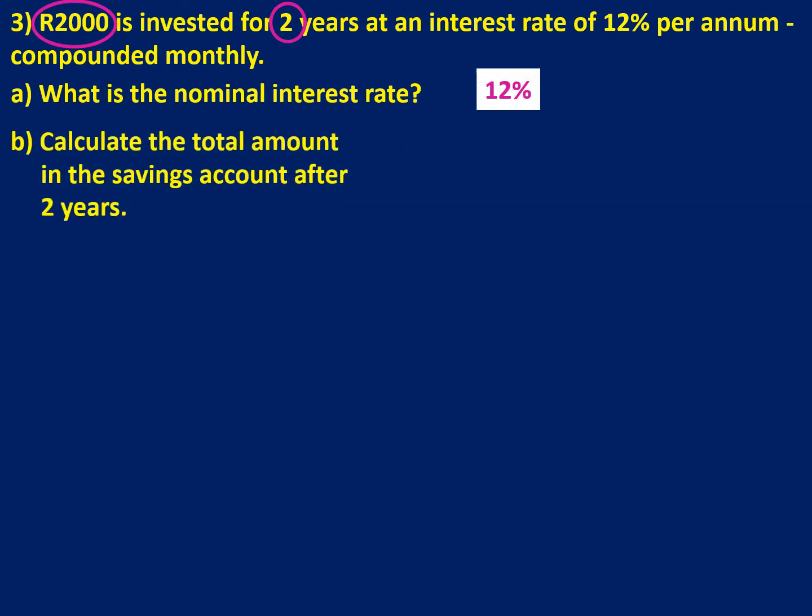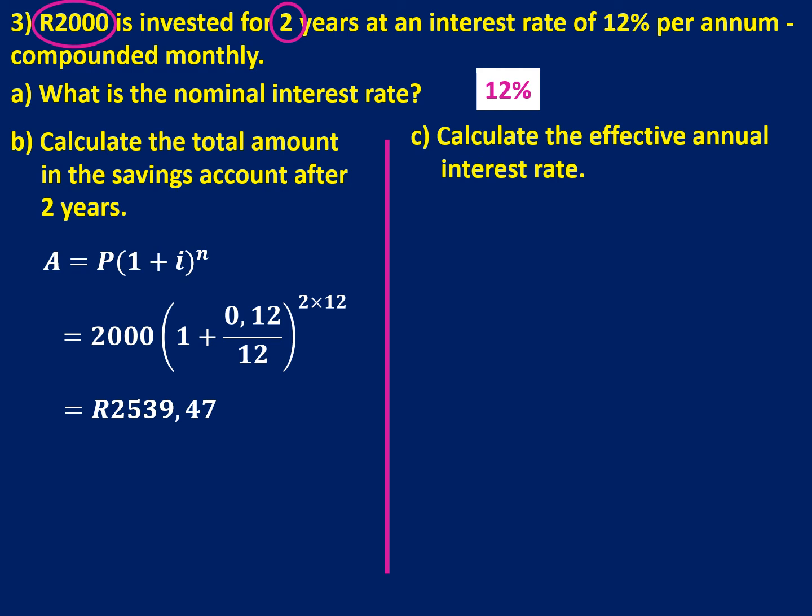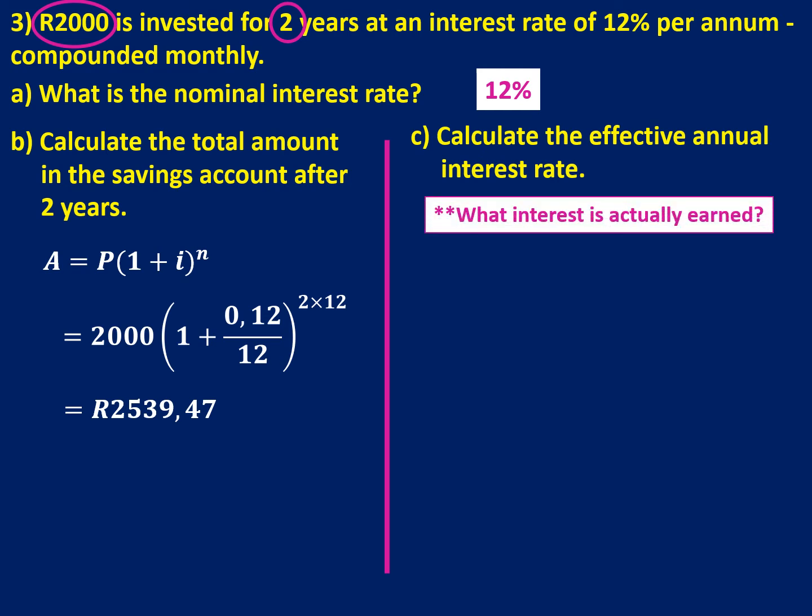In the second question, let's calculate how much money we will have in the account after 2 years. So if I'm investing 2,000 Rand, but I'm compounding monthly, I'm going to divide my interest by 12, but multiply my years by 12. And I end up with 2,539 Rand and 47 cents. Now let's calculate how much interest are we actually earning? What is the effective annual interest rate?